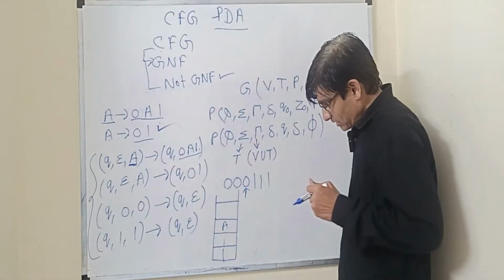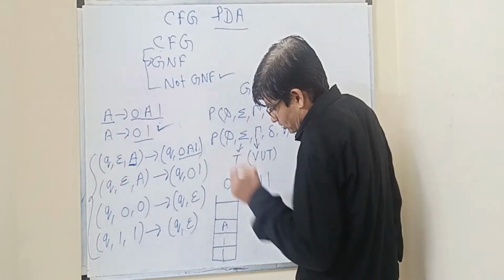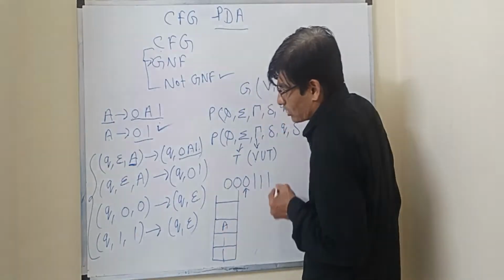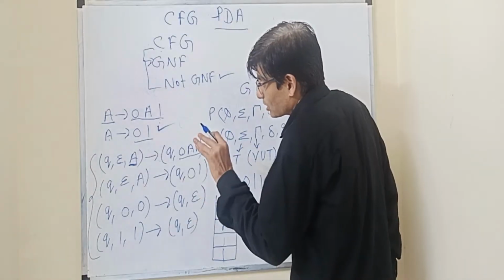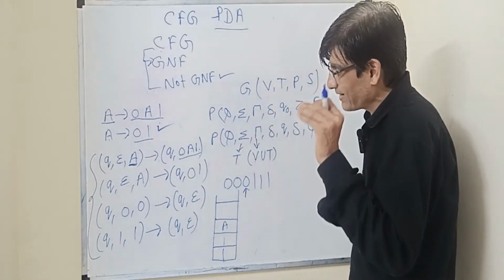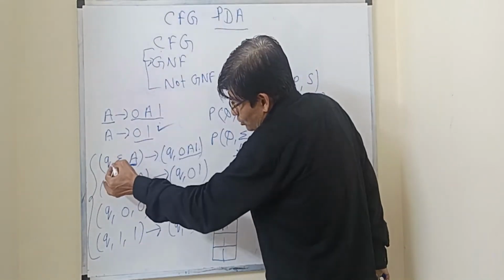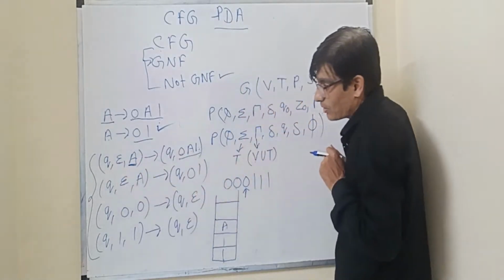Now we have A on the top. Now you can see we have A again on the top. In case we are having variables on the top, we will not use the input symbol. We will read epsilon only. So in this case, you have two transitions for this combination.